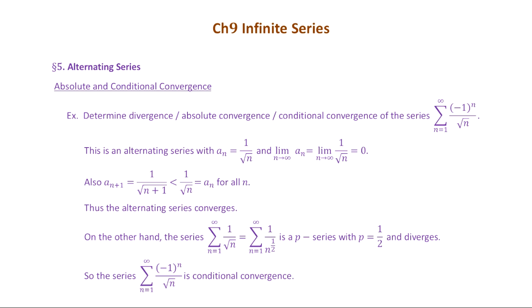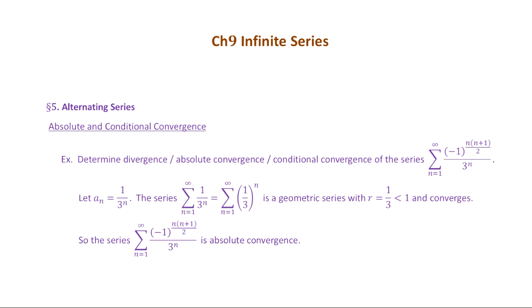So the series of the absolute value of the terms a_n diverges, but the series itself is an alternating series and it converges. So this series we call conditional convergence. Conditional convergence. All right.